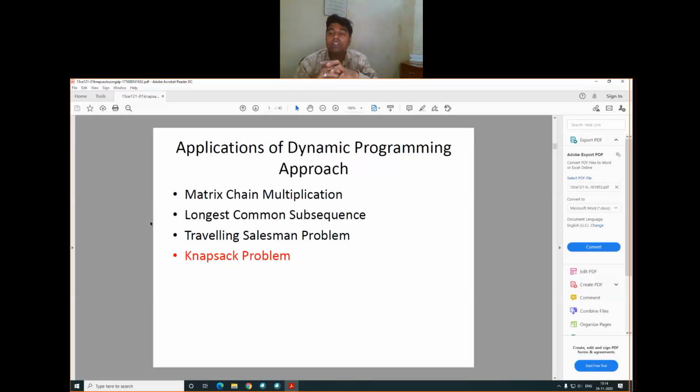Right now, in this lecture we are discussing the 0-1 Knapsack problem, not the fractional Knapsack problem. The fractional Knapsack problem we have already discussed with the greedy algorithm design technique. Here we are discussing the dynamic programming approach, so we will see the 0-1 Knapsack problem. One by one, in further classes we'll discuss all these problems and how dynamic programming is used to solve them. So let me start with the 0-1 Knapsack problem.